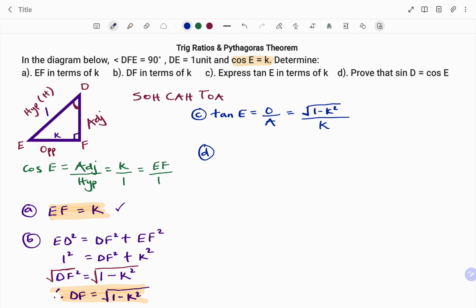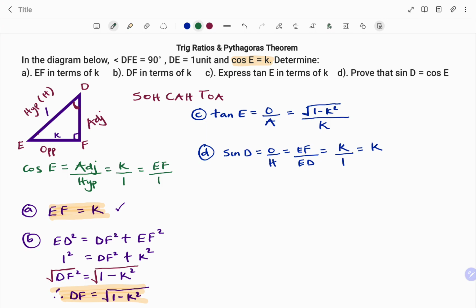So going back to the D part of the question that says, prove that sine D equals cos E, my sine D equals, using the trig ratio, opposite over hypotenuse. So I have opposite over hypotenuse. The opposite for the reference angle D will be line EF over hypotenuse, that's ED, and that's 1. Line EF is equal to K over ED, that's 1. So therefore sine D is equal to K.